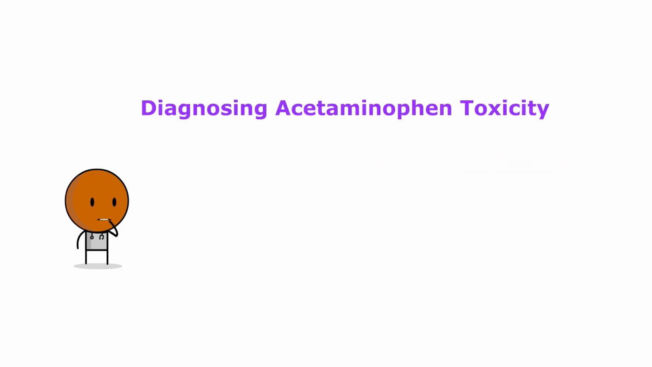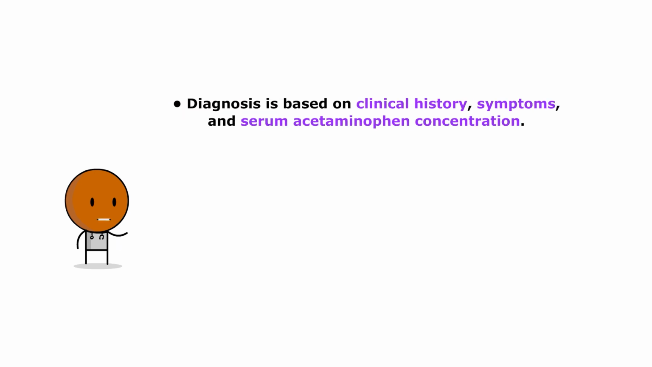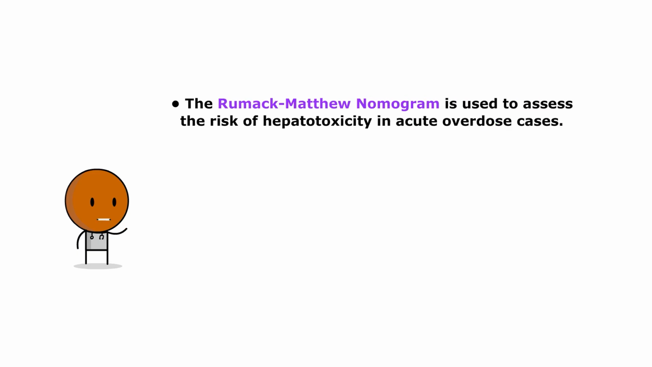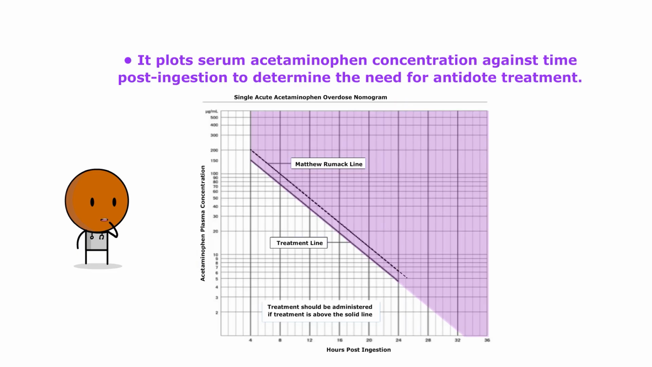Now, regarding the diagnosis. Diagnosis is based on clinical history, symptoms, and serum acetaminophen concentration. The Rumack-Matthew nomogram is used to assess the risk of hepatotoxicity in acute overdose cases. It plots serum acetaminophen concentration against time post-ingestion to determine the need for antidote treatment. It's valid only for single acute ingestions within 8 to 24 hours.